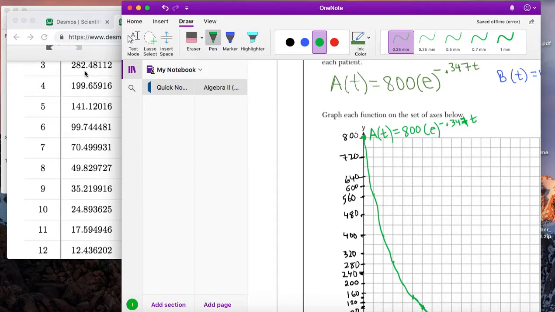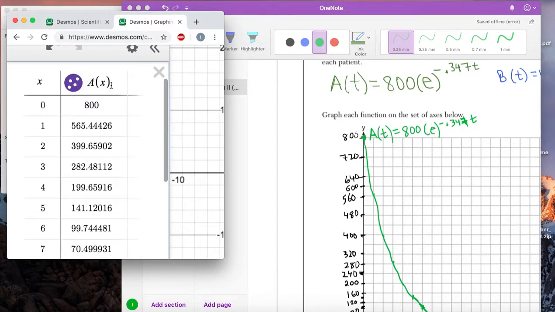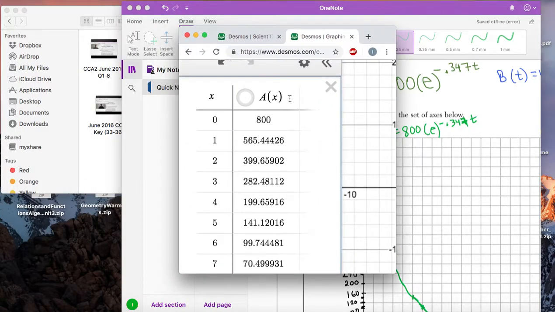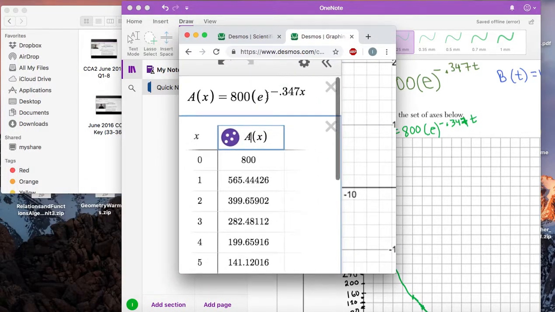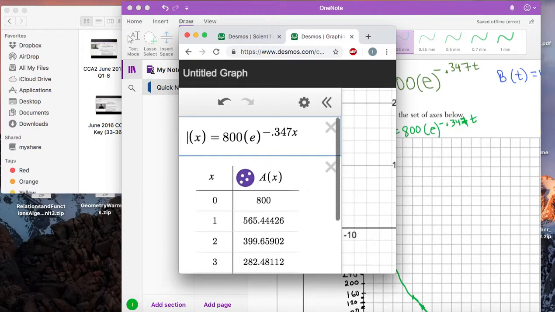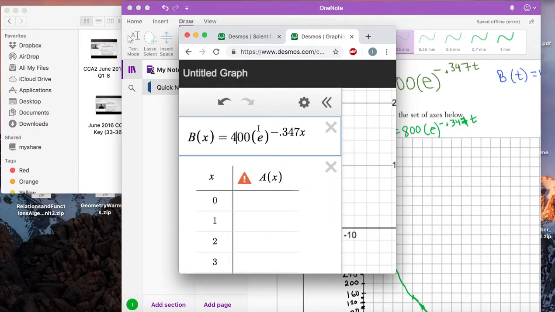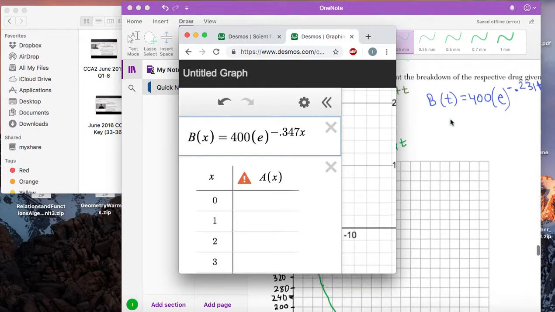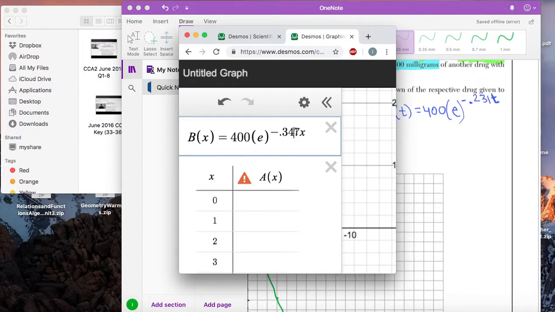Okay. Next one, b of t. So I'm going to change the function now for the other one. B of t is equal to 400 e to the negative 0.231 t.